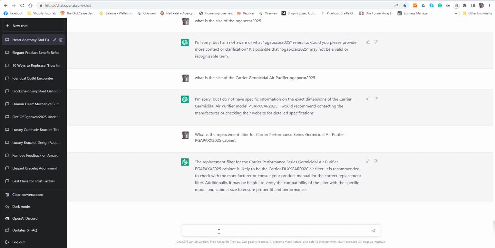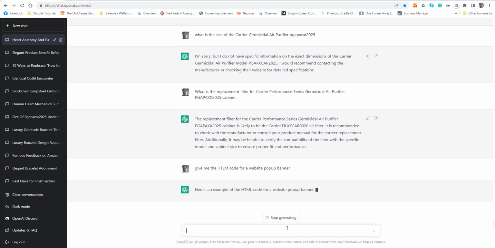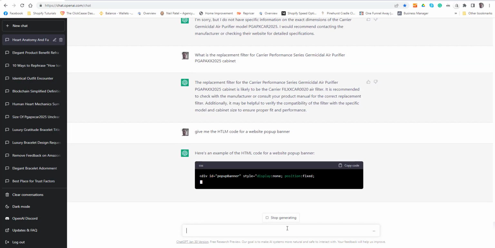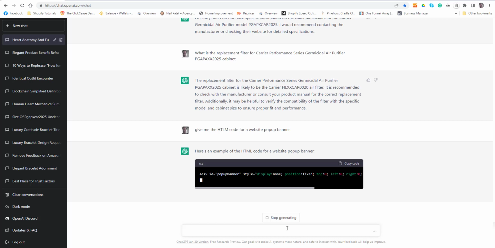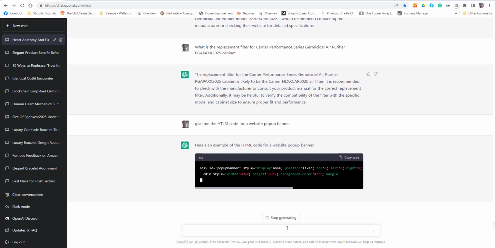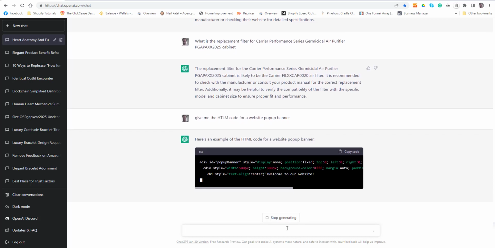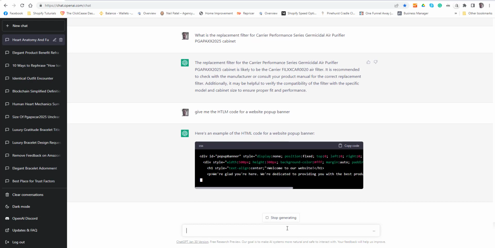So for instance, one more final example I'm going to give you, and it's being used a lot for programming, and it's very good at that. And let's just say I say give me the HTML code for a website pop-up banner. So that's a good question to ask, but the thing is that if you're not a programmer, then you may not have everything that you need, and you may need to have more specific knowledge in order to figure out whether that is right or whether it is not.